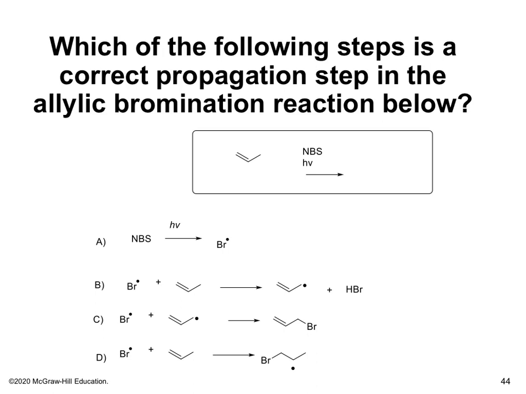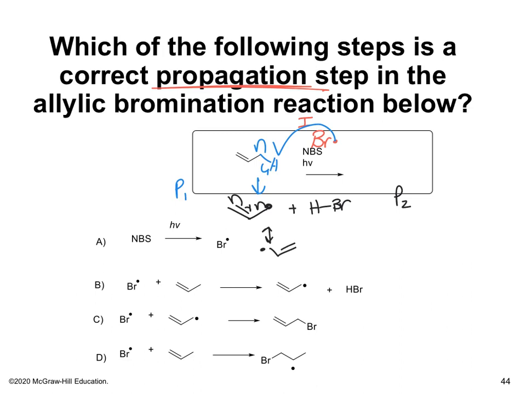Okay, which of the following steps is a correct propagation step? So for propagation step, make sure you read these questions twice, and allylic bromination. So the bromine radical is the initiation step, and then you want to draw in your allylic hydrogen. And so then propagation step 1 would be this plus HBr. That's propagation step 1. And propagation step 2, keep in mind you might want to do your resonance structure here. I think you'll realize that they're all the same. And then propagation step 2 would be the product plus the bromine radical.